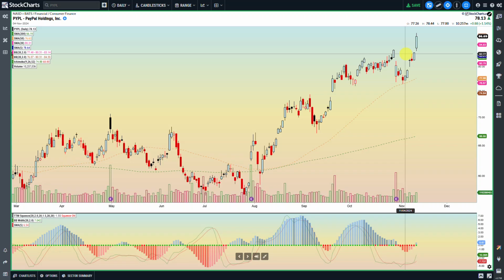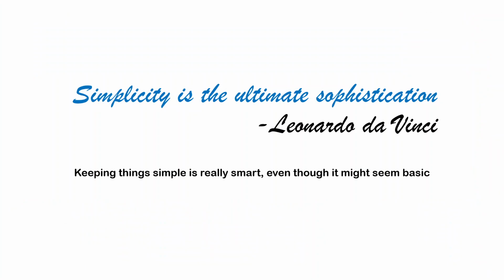And so actually, no, I'll get into it right now. Simplicity Investment Watch, and I'll focus on the word simplicity. Why? Leonardo da Vinci said, simplicity is the ultimate sophistication. So there you go. Keeping things simple is really smart. Even though it might seem basic, it is really smart.